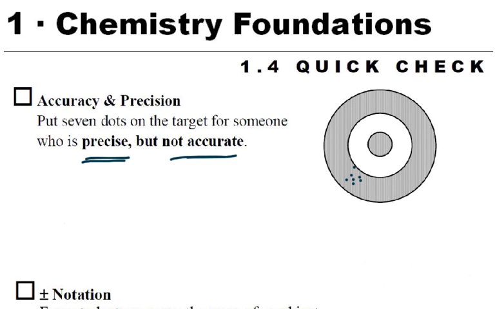Okay, so we're going to put them at precise, which means they're very close together, very repeatable, but not on the bullseye. Now you can put it anywhere you want to as long as not on the bullseye, and they should be pretty tightly spaced.